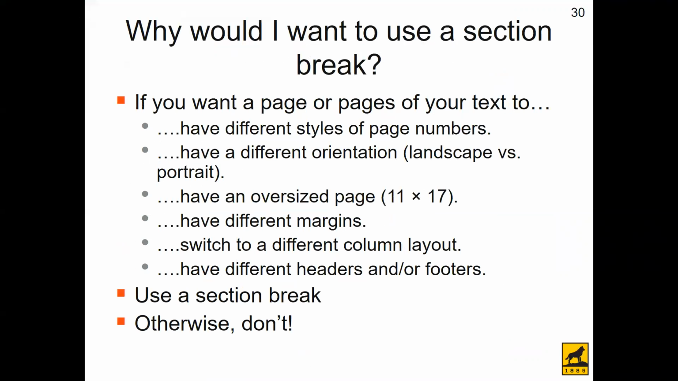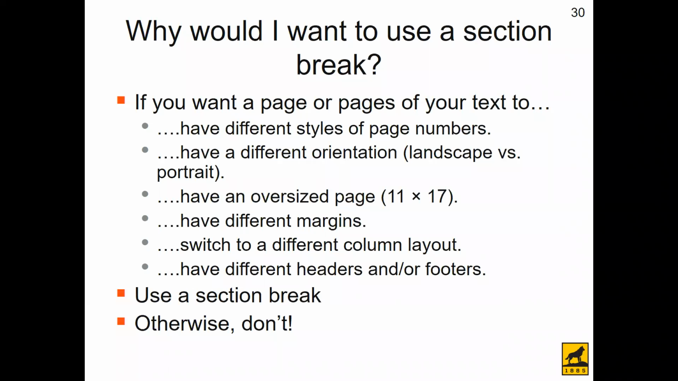So if you want a page or pages to have different styles of page numbers, different orientation, oversized pages, different margins, switching to different column layouts. One of the places I used to submit abstracts to, you had to have your title across 2 columns, but then when you started your abstract, you had to have a 2-column layout. So it would be like a whole big block on the top and then double columns below it. It was just something special that they did. Different headers and footers, so maybe you want a different header in a different section of your document. Use section breaks.